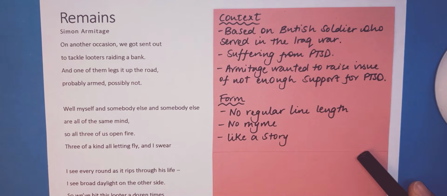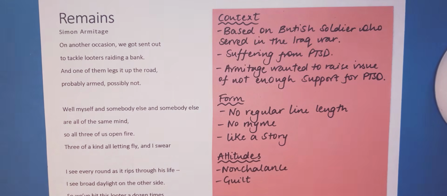So once we've looked at context and form, we look at the attitudes that are in the poem. So here are the attitudes, and it says nonchalance and guilt. Now, if you don't know what nonchalance means, the definition is calmness, so there's no concern. And in the poem we can see a lot of this attitude as well as guilt.